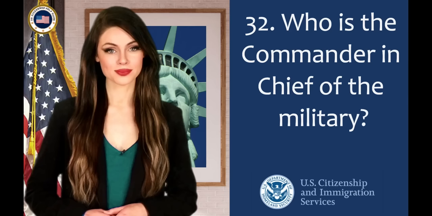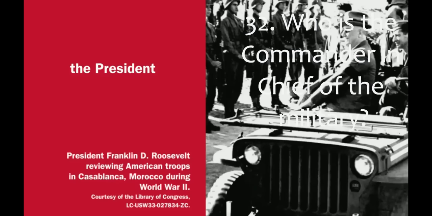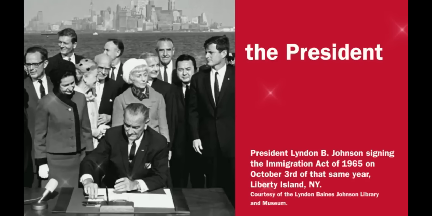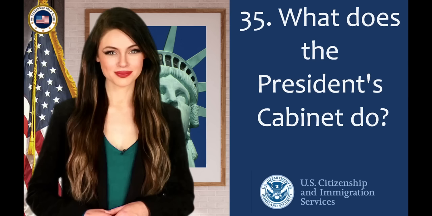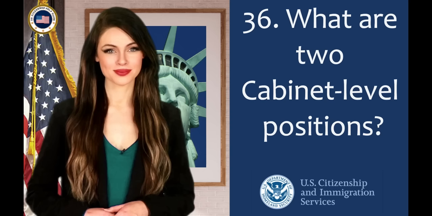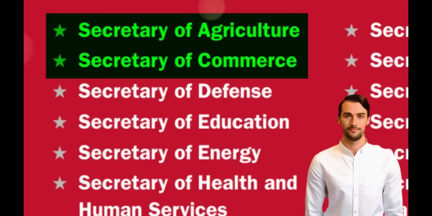Who is the commander-in-chief of the military? The president. Who signs bills to become laws? The president. Who vetoes bills? The president. What does the president's cabinet do? Advises the president. What are two cabinet level positions? Secretary of Agriculture. Secretary of Commerce.